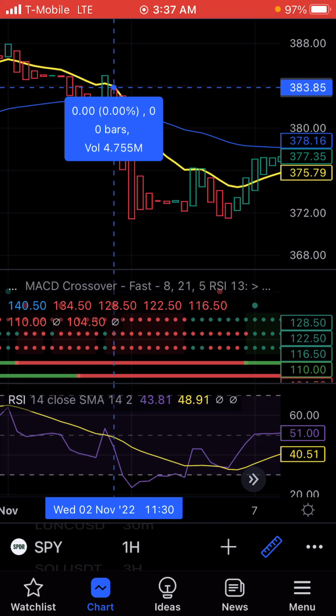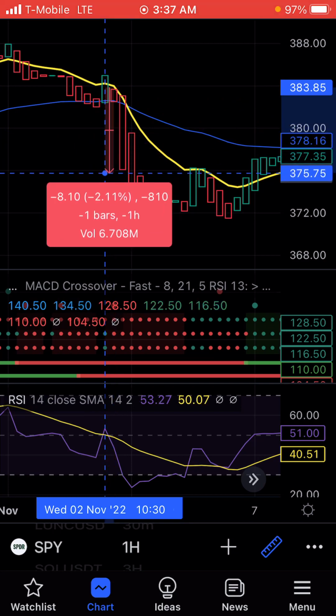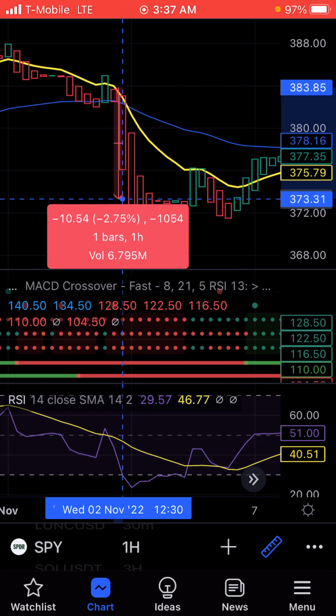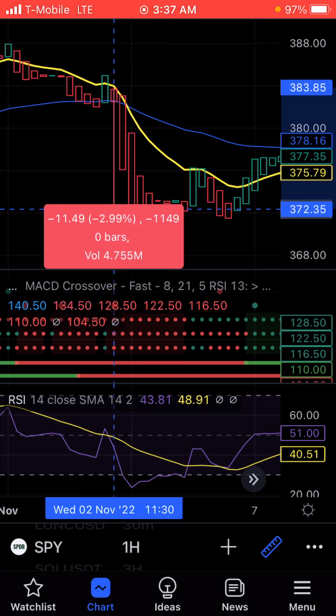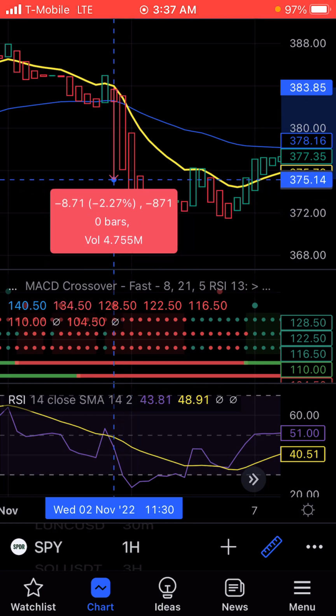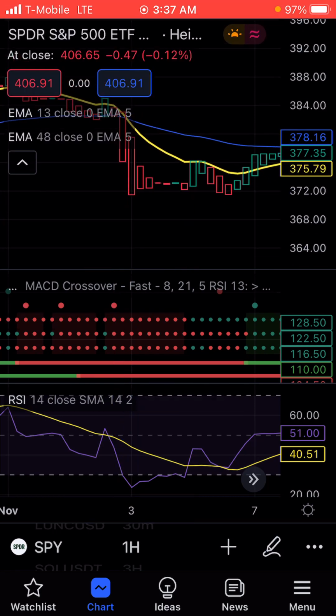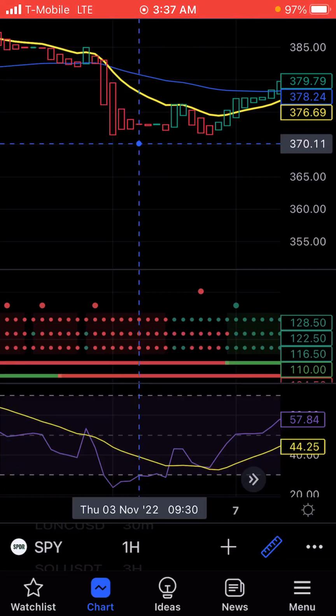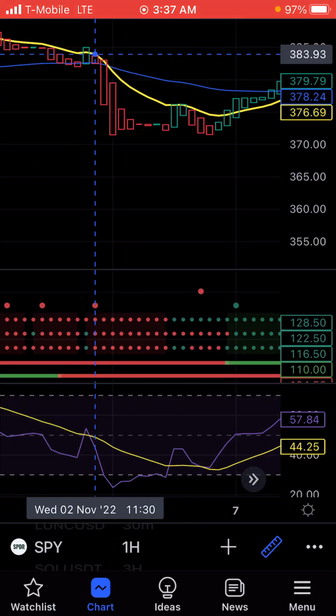So the relative strength index will basically tell you when to get in and when to get out, because when the purple line starts curving back up into the yellow line, you know it's going to go back up. So it will basically tell you when to get in, when to get out. On the hour, it's signaled to get in right here.